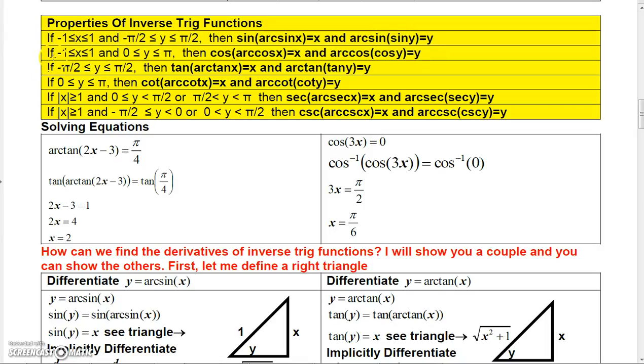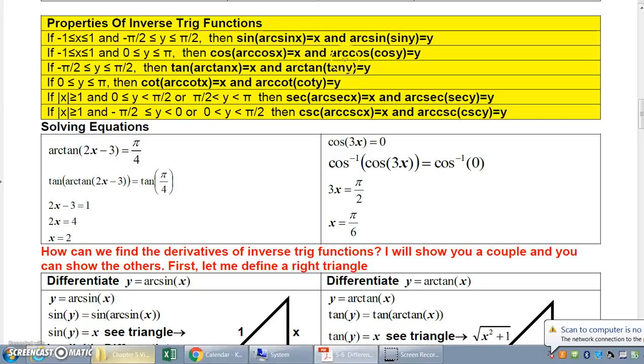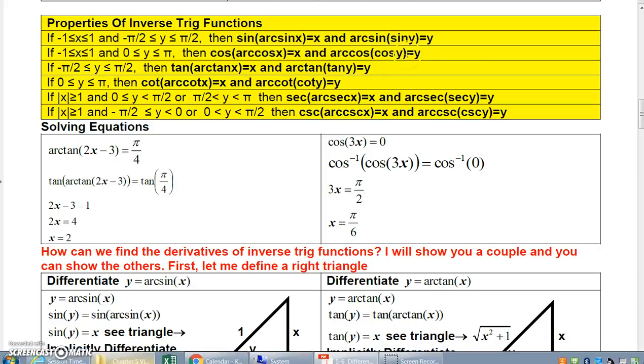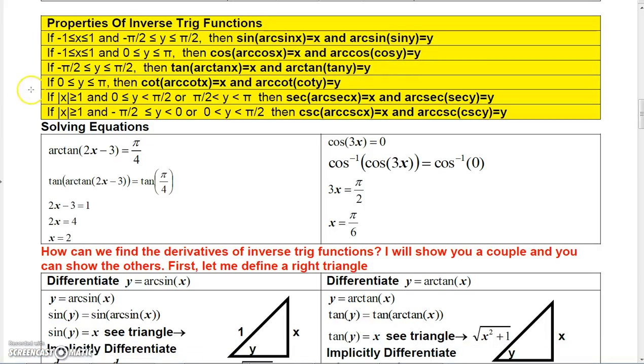And also, using the domain and range for the cosine function, the same thing would be true for cosine and arc cosine. Cosine of arc cosine of x is x, and arc cosine of cosine y would be y. And then for the tangent, you just have to make sure that y goes from -π/2 to π/2. Then the tangent of arc tangent of x is x, and the arc tangent of tangent y is y.